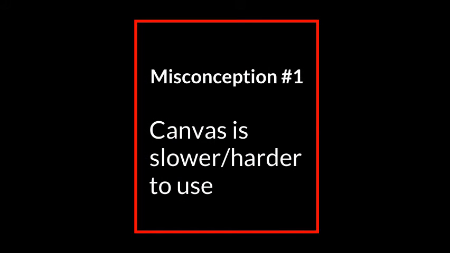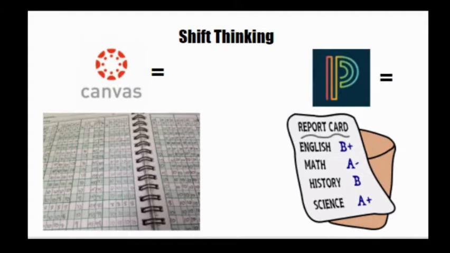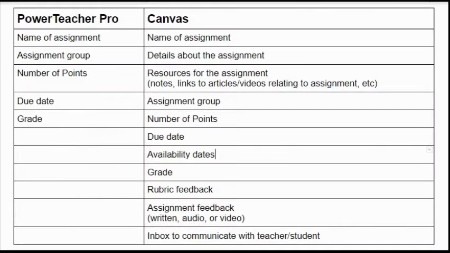First, that Canvas is slower or harder to use than PowerTeacher Pro. Because of this shift in thinking as Canvas as being the gradebook and digital hub, and PowerTeacher Pro being the report card, this is like comparing apples to oranges. Let's look at a side by side comparison of their features.